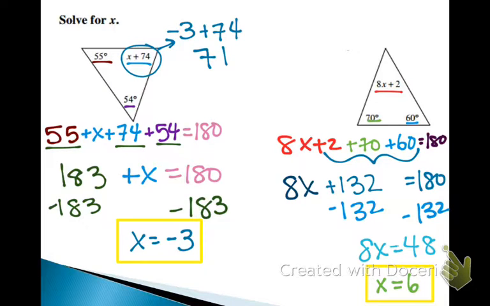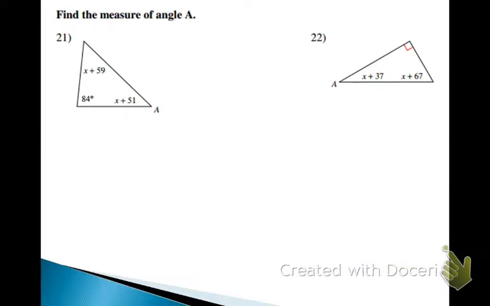Alright. In the next section, we do the same exact thing, but what do the directions say in our next section? Find the measure of angle A. So do we stop at x equals? No, because we haven't fully answered the question. Okay, so in this section, we will do the same exact thing, except we have to plug it in at the end.